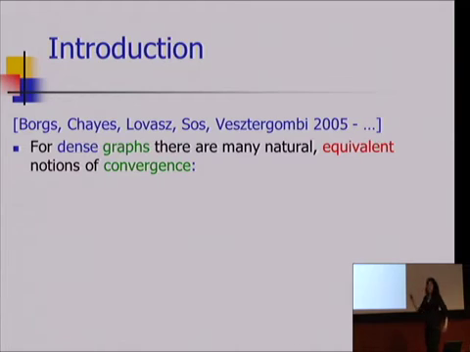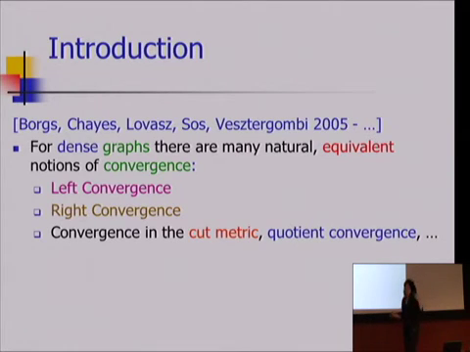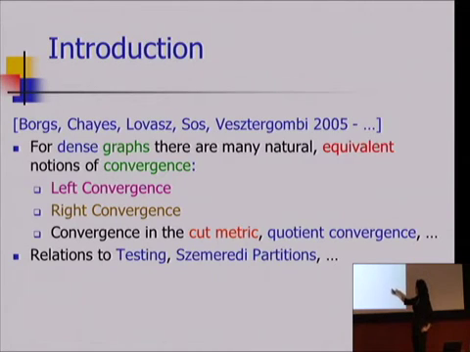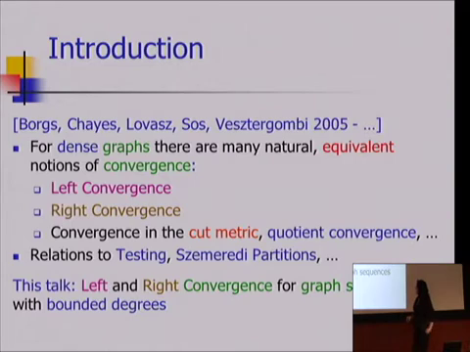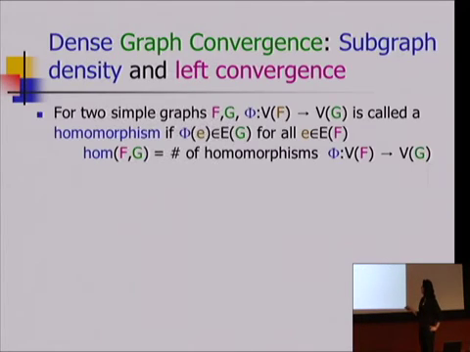And so you heard this morning about some of the work that we did on dense graphs, and it turns out that there are many natural notions of convergence. There's what was called left convergence and right convergence, which I'll go over. There was convergence in the cut metric. There was what Christian will talk about a little, which is quotient convergence, when you mod out by the partitions of the graph, relations to testing, to regularity partitions. But this talk is going to be about left and right convergence for sparse graphs, for bounded degree graphs.